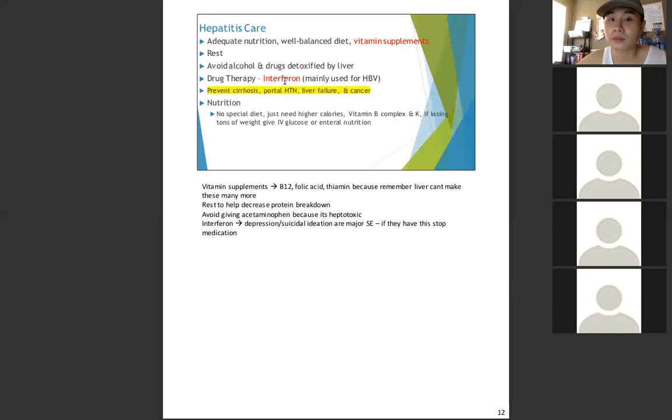And with interferon alpha, flu-like symptoms are normal, okay?